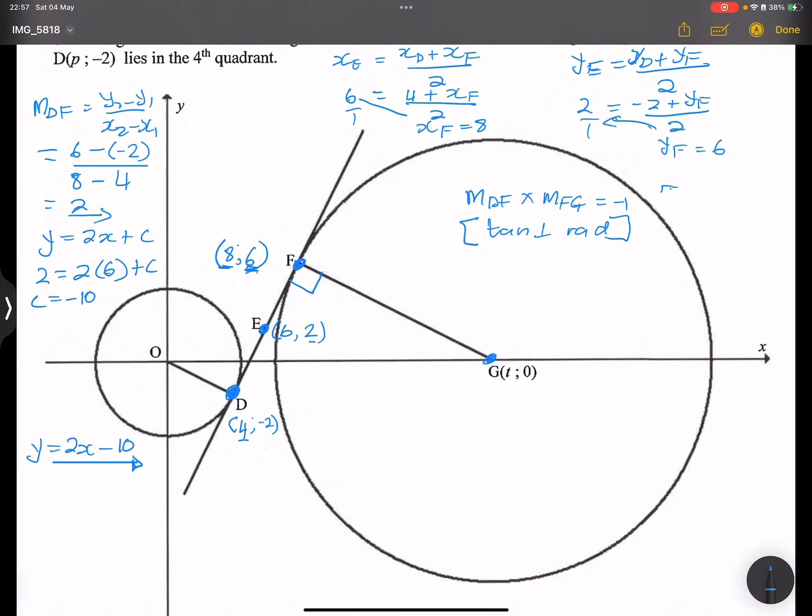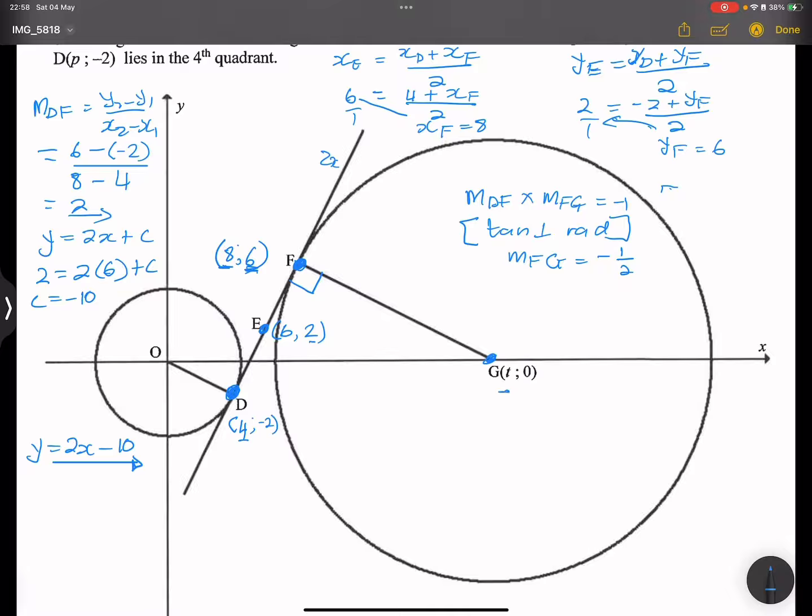So then it means that the gradient of FG will be equal to, now remember, that gradient was 2x for this line, so the gradient of FG is the inverse with a changed sign. So that's going to be -1/2. Now keep in mind, we know the gradient, we know the point F, we can find the point T.